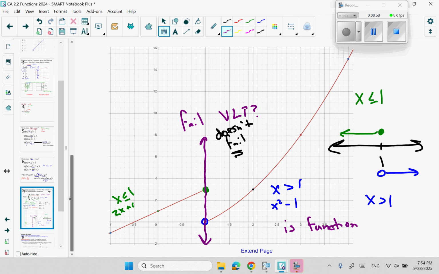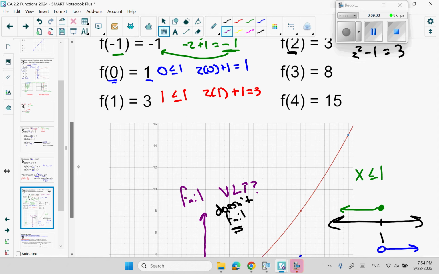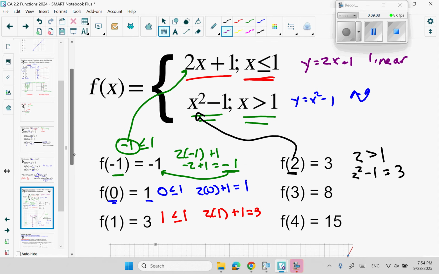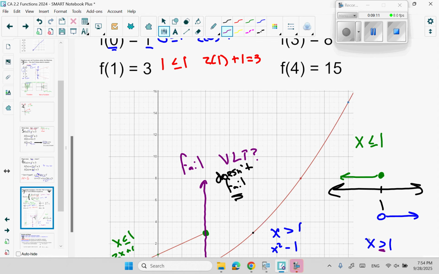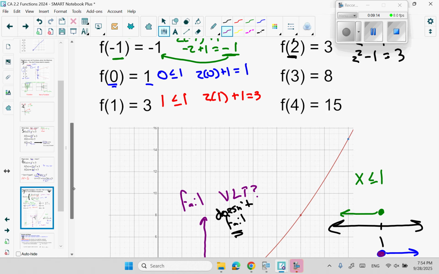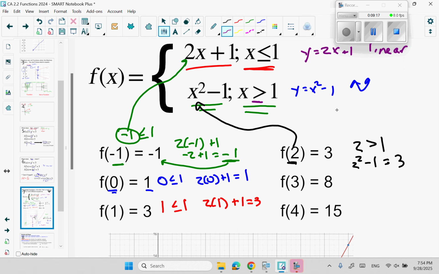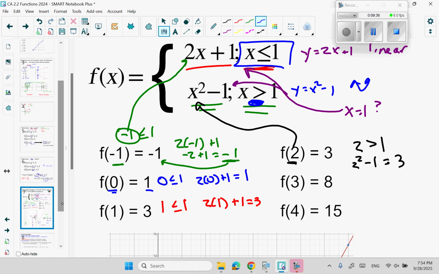Which should also make sense. The big issue with things not passing the vertical line test is I don't know where to put my x value. So for example, if this inequality was equal to, and this was a closed circle, which would mean this is equal to, when I'm trying to evaluate x equals 1, I don't know which equation I'd have to plug it in for. But because this doesn't exist, I know clearly that I'm going to plug it into the first equation and I get no conflicts.